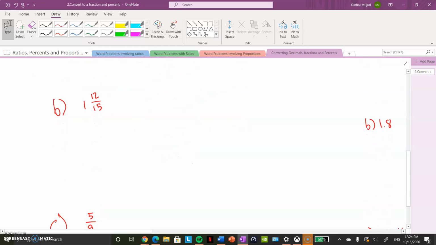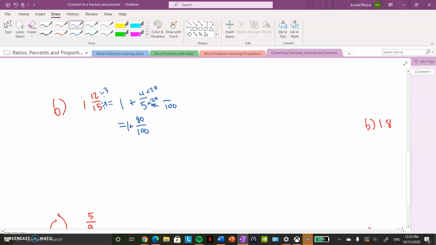We need to convert it to a decimal and a percent. So, first thing we're going to do is simplify it. Equals 1 plus, divide this by 3 and this by 3. 1 plus 4 over 5. Now we want this to be over 100. So we can multiply the bottom by 20, because 5 times 20 is 100. Then we multiply the top by 20. So then this becomes 80 over 100. So 1 plus 80 over 100.